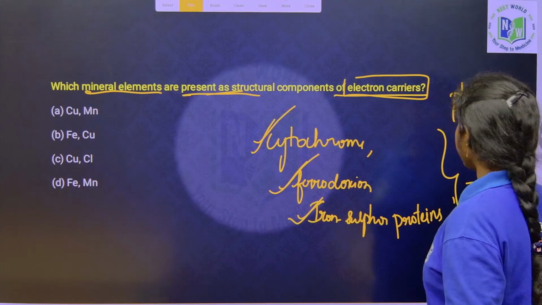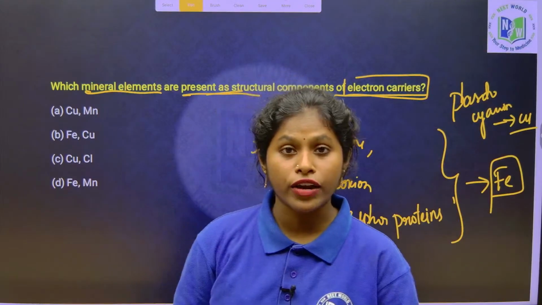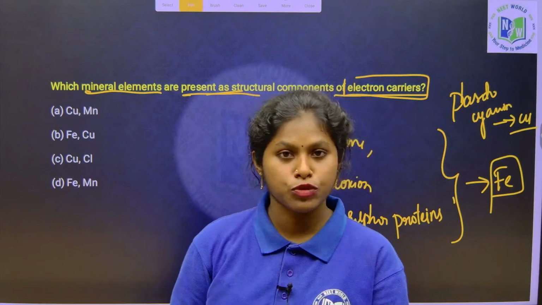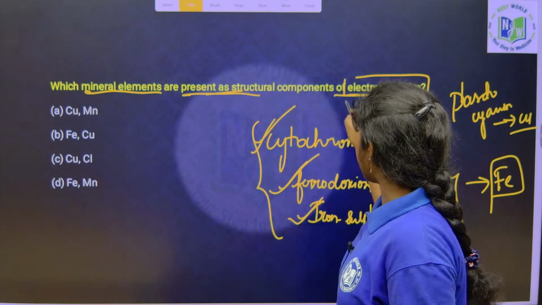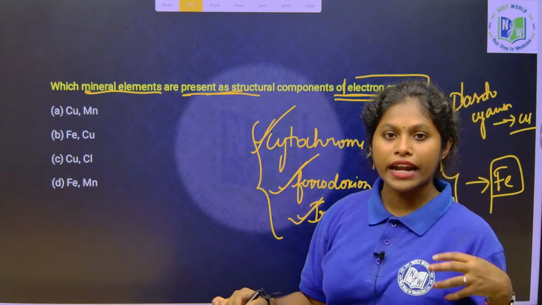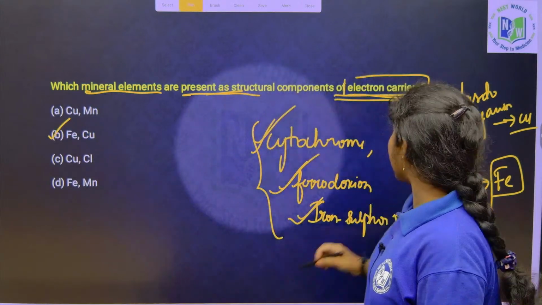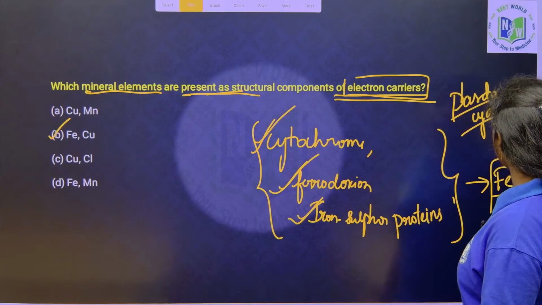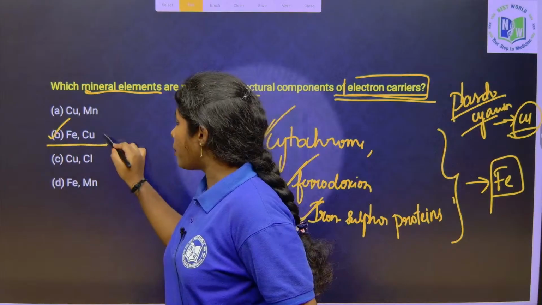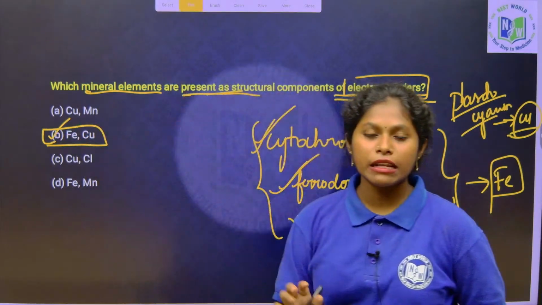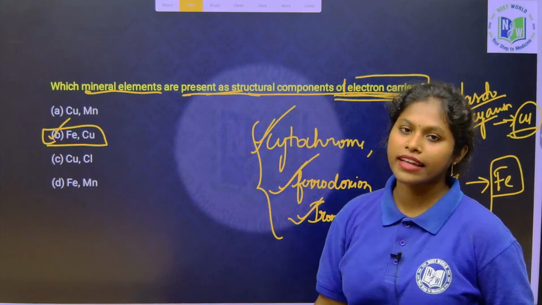For all cytochrome, ferredoxin, iron-sulfur cluster, the main important mineral nutrient is iron. Iron is mainly involved in the functional activities of catalyzation of many enzymes, students. So that is the reason these electron carriers' main functional activity is done by the iron element. And plastocyanin contains copper, students. These are the main elements involved in the structural components of electron carriers.